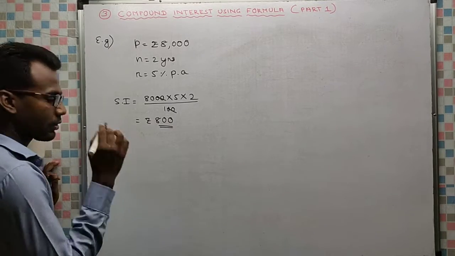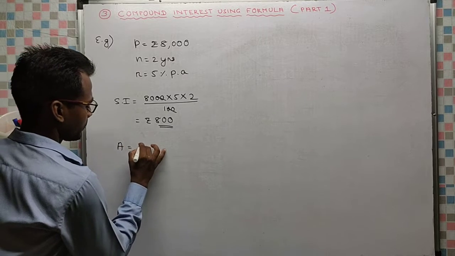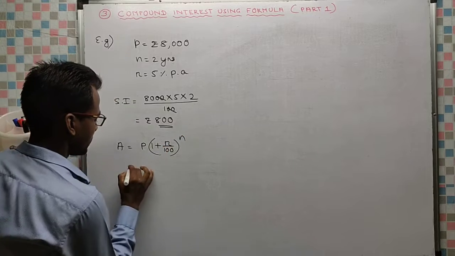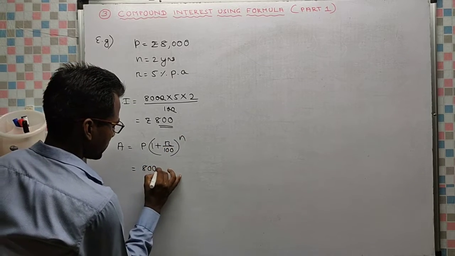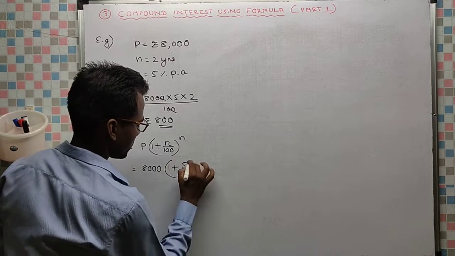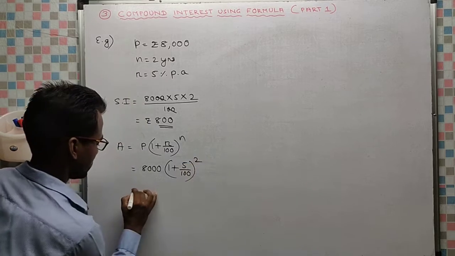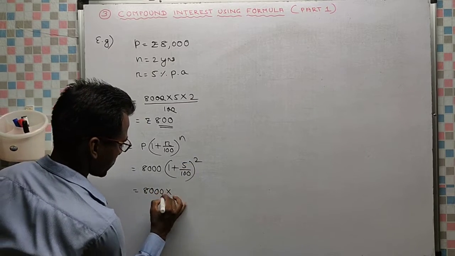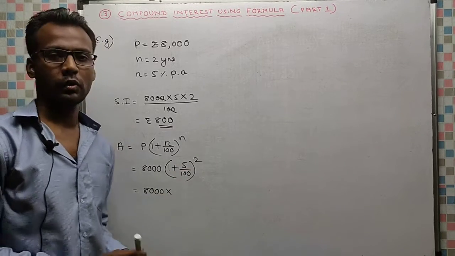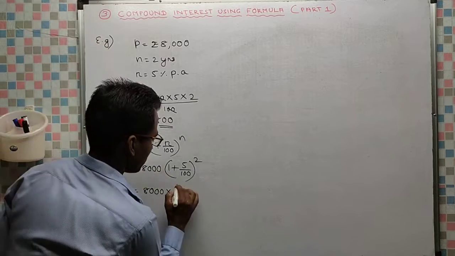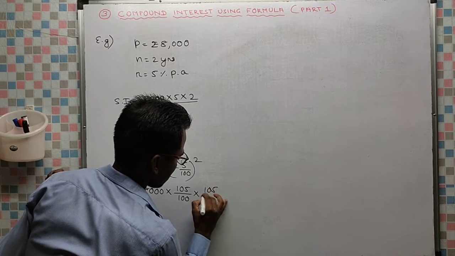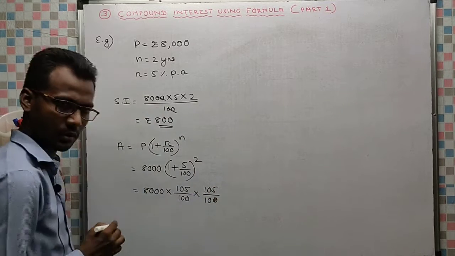Let us find amount in compound interest. P into 1 plus R by 100 power n. Principal is 8000, 1 plus rate is 5% by 100, time is 2 years. 8000 into, this is 105 by 100. Power 2 means 2 times you have to multiply. So this is 105 by 100 into 105 by 100.